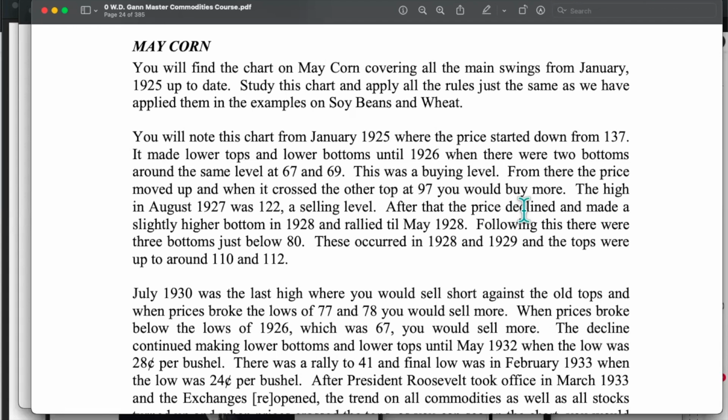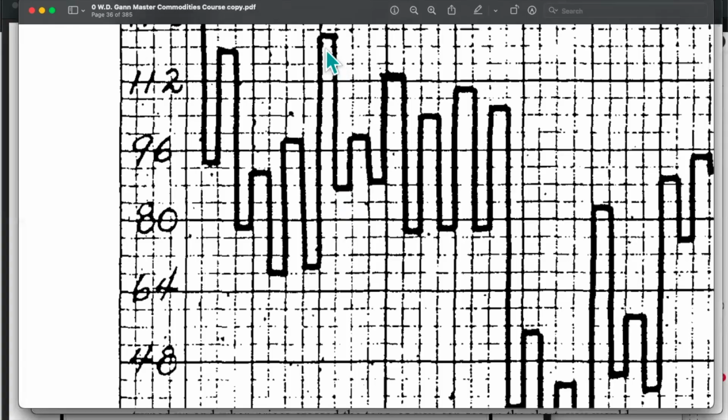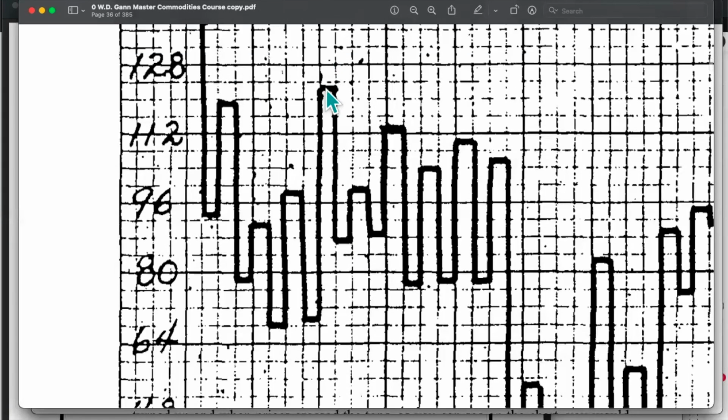After that, the price declined and made a slightly lower bottom in 1928 and rallied till May 1928. So no price has been given, it is just coming down. Following this, there were three bottoms just below 80. If we see, probably 122 was the selling level. The market did go down and made this double bottom over here.